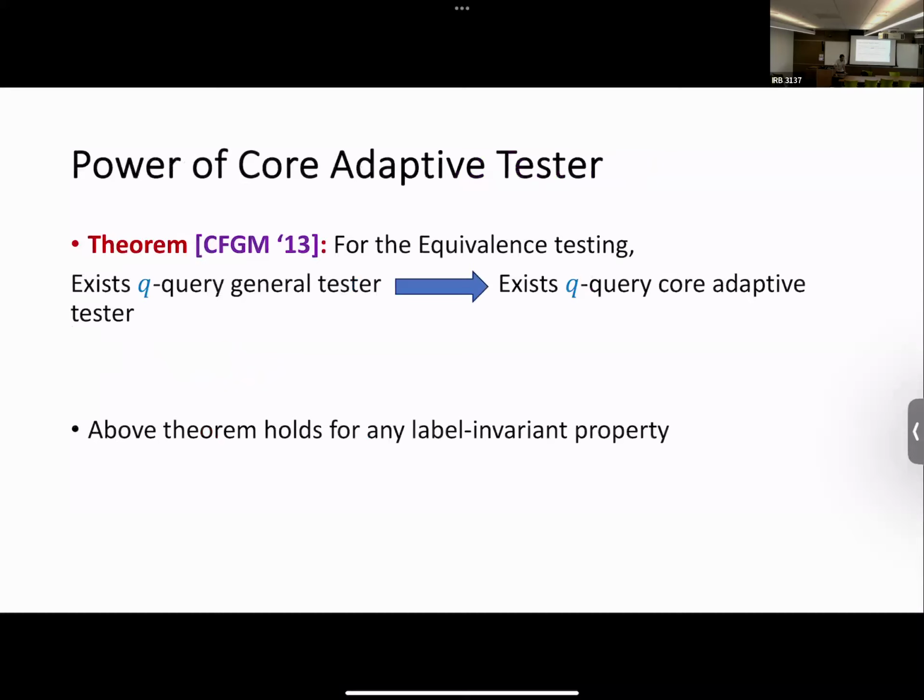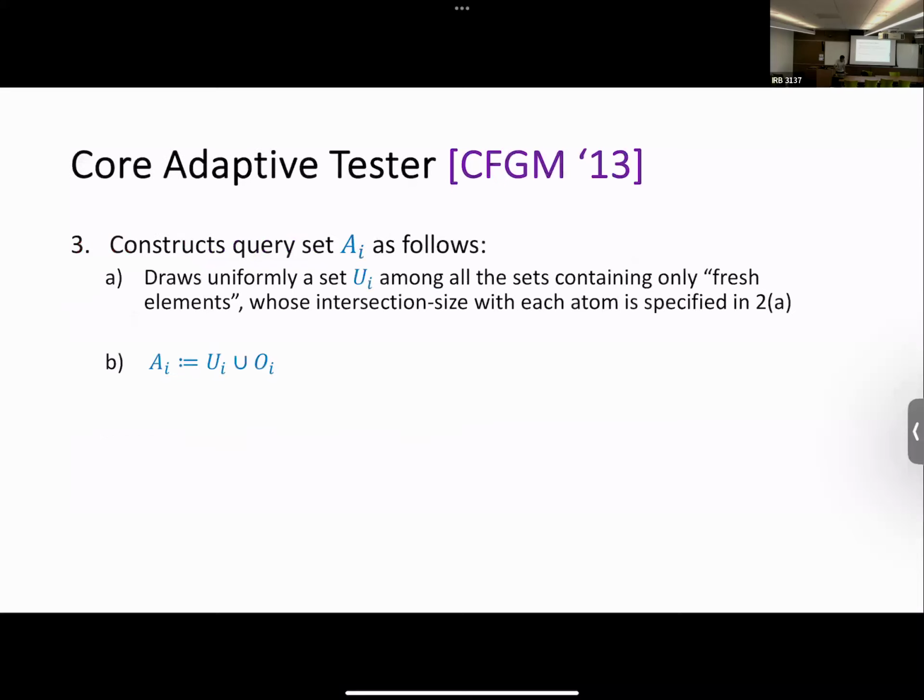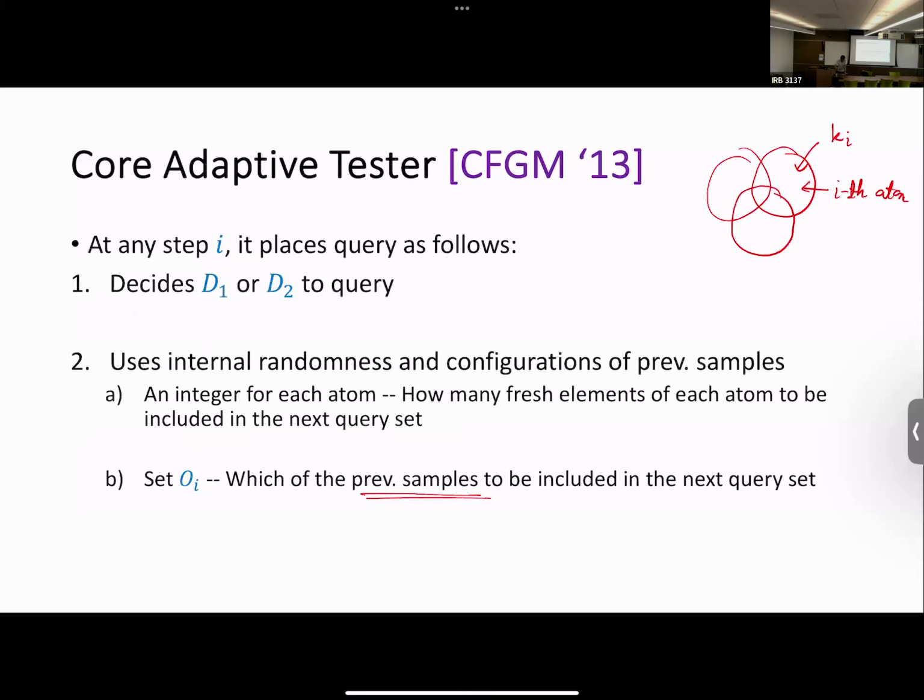Could you mention the property again? Sorry? The two properties you mentioned. Here. Yeah. Yeah, so here, what are the things?